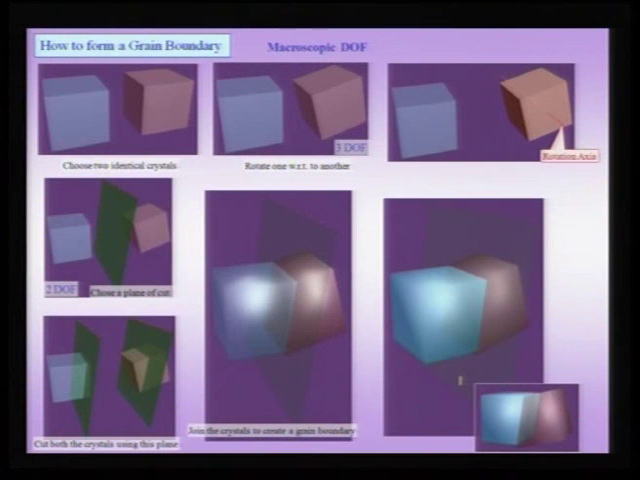Let us next consider how I can form a grain boundary. Obviously, to form a grain boundary, I need two crystals of the same kind. I can assume that one of these crystals is a fixed crystal, like the crystal in blue color. As a first step, I can misorient the other crystal with respect to the first crystal. I can do so by choosing a rotation axis, which in general is arbitrary, and then I can rotate one crystal with respect to the other. After doing so, the two crystals are not oriented identically, and one crystal is misoriented with respect to the other. Having done so, I then need to choose a plane which can act like the grain boundary.